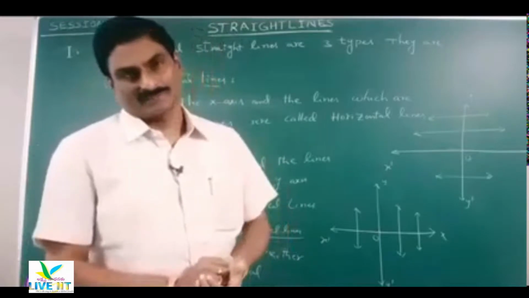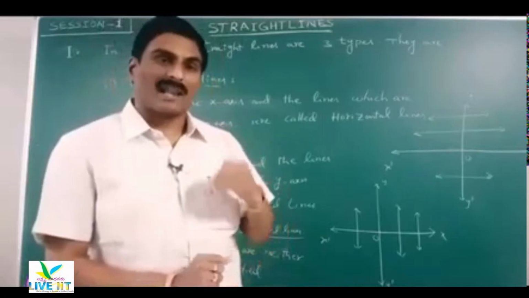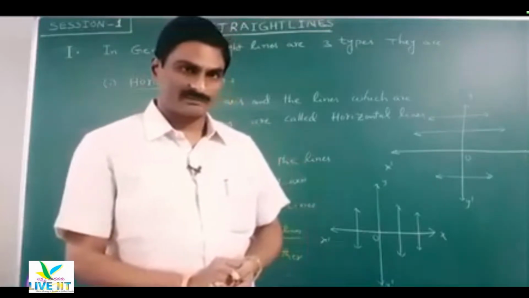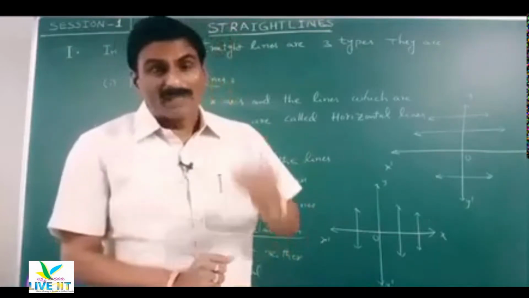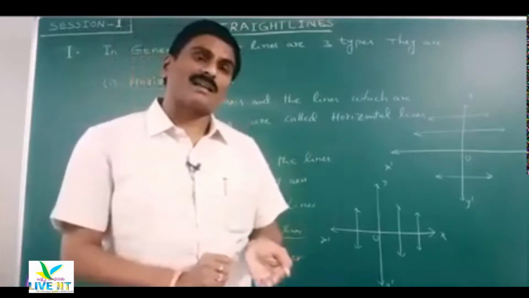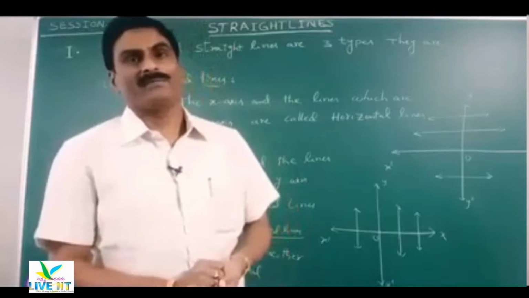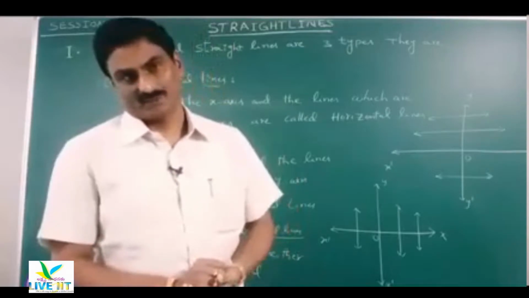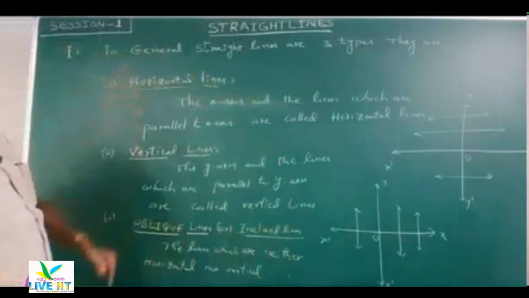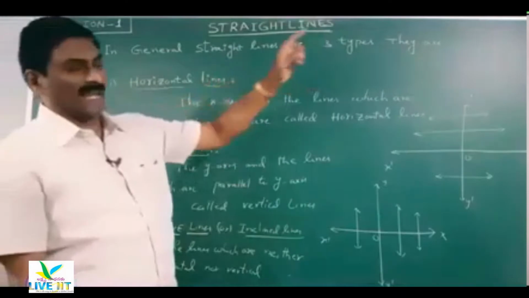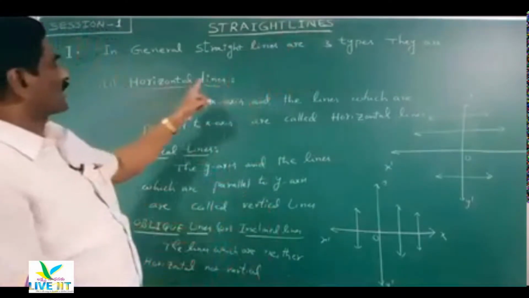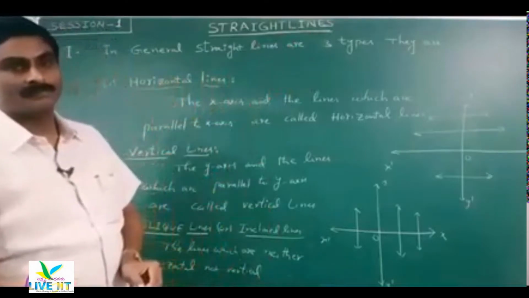Similarly, vertical lines: the y-axis and the lines which are parallel to y-axis are said to be vertical lines. Next, oblique lines: the lines which are neither horizontal nor vertical are said to be oblique lines. Okay, please note these values. In general, straight lines are three types. They are, first one, horizontal lines.